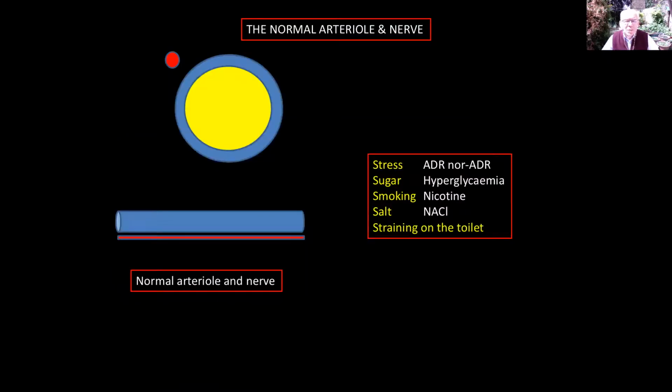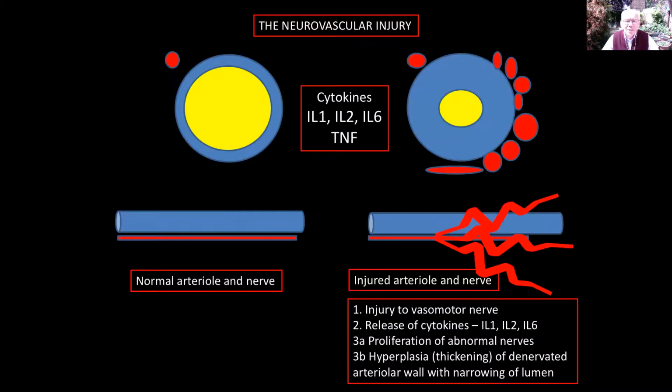We think the mechanism looks something like this. Here's a normal arteriole and its vasomotor nerve, again in longitudinal section. We think that exposing these vessels to adverse lifestyle choices raises the blood pressure, the intravascular pressure here, and eventually injures the vasomotor nerve by a simple mechanical injury, which releases a lot of cytokines, IL-1, IL-2, IL-6, and TNF in somatic nerves. The autonomic injury hasn't been studied in the same detail, to my knowledge.